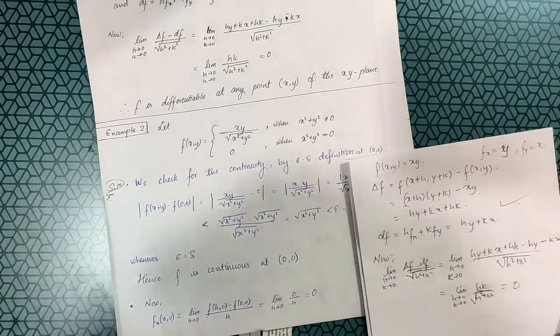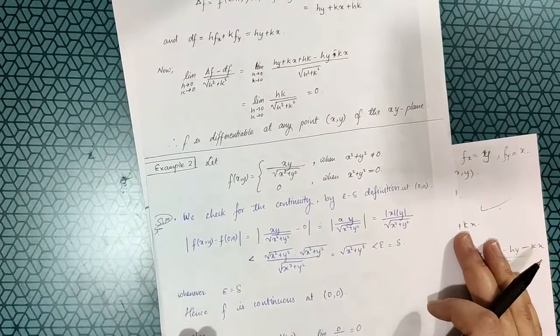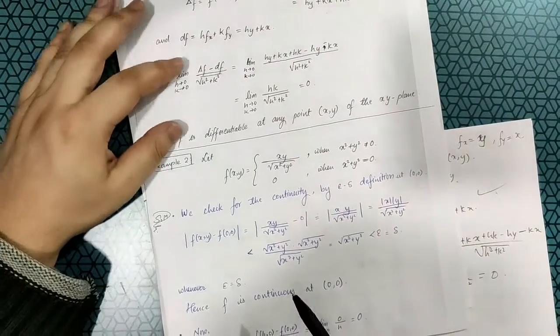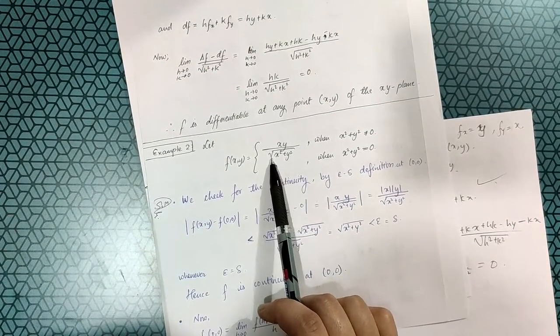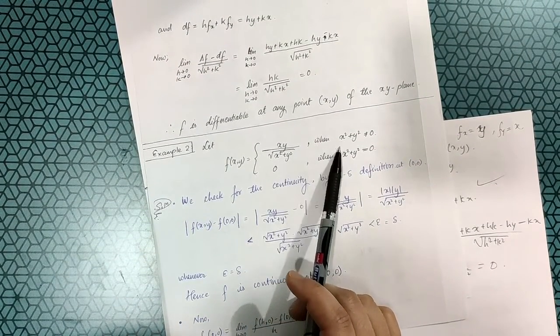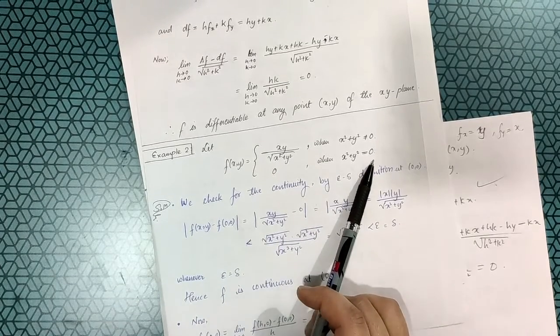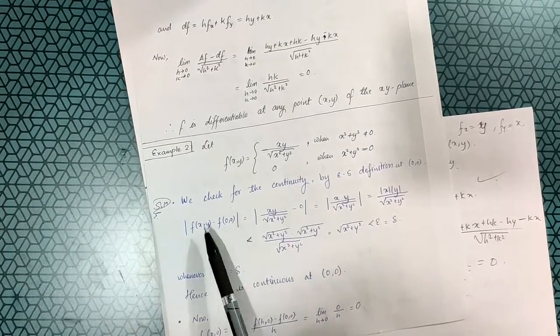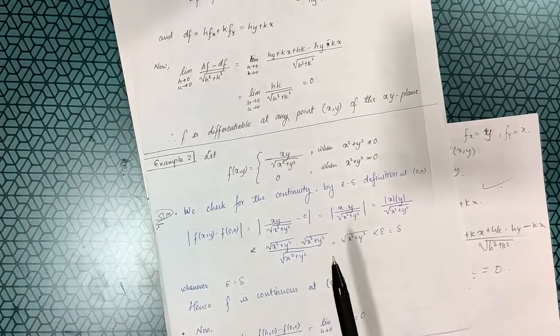We move on to another example. So here we have f of x y equals xy divided by root over x square plus y square when x square plus y square is not equal to 0, and 0 when x square plus y square equals 0. So we check for the continuity by epsilon delta definition.